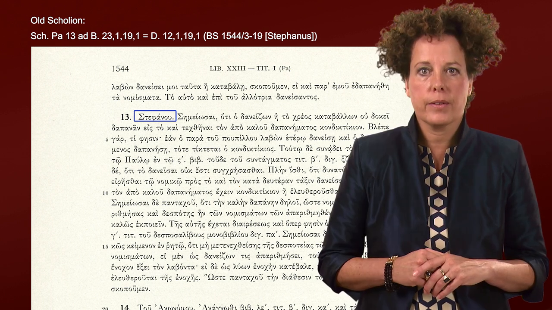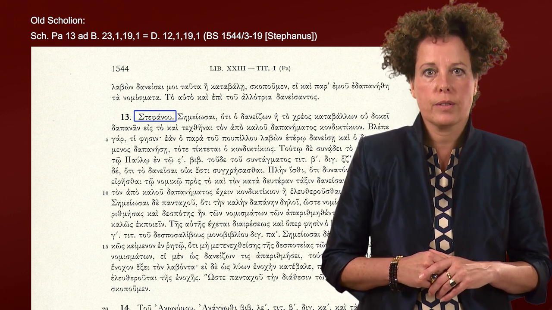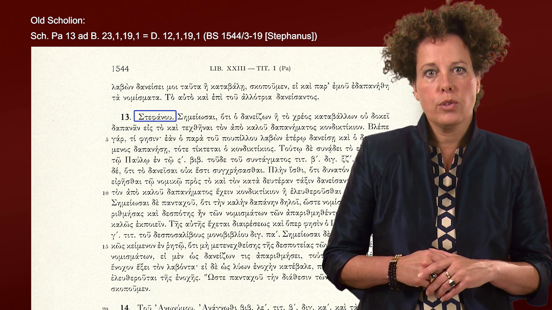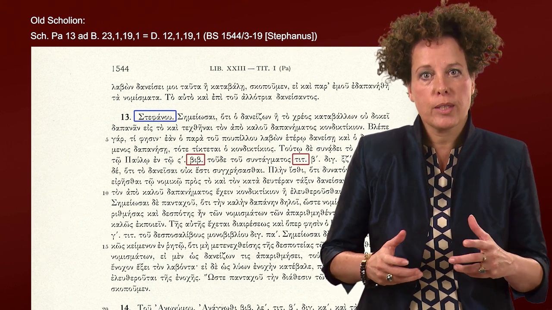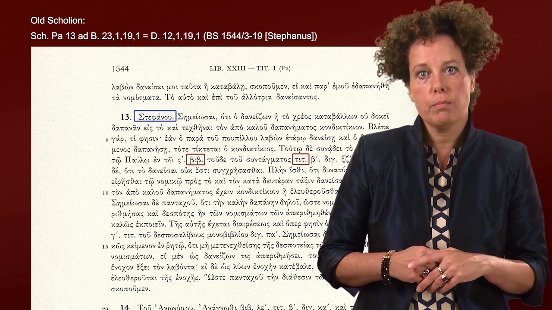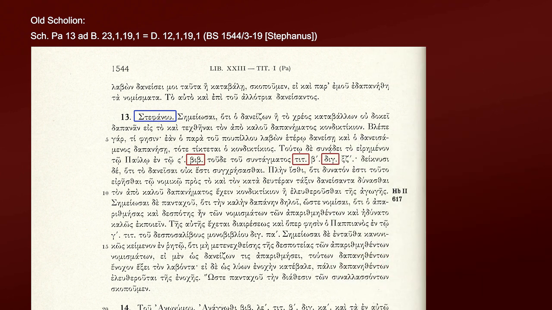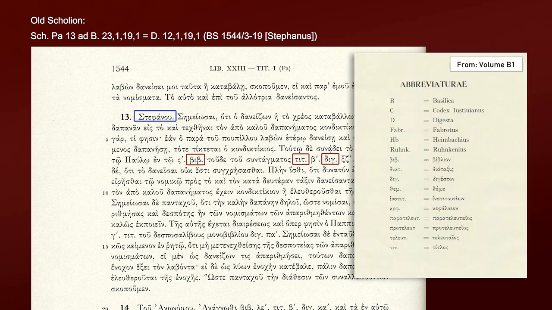The second characteristic is the use of the reference. In the Old Scholia, the jurist refers to books by Bib, Biblion, Tit, title, Titlos, and to a digest fragment by Dic, Digeston. To identify these shortenings, we use the explanation in volume B1.